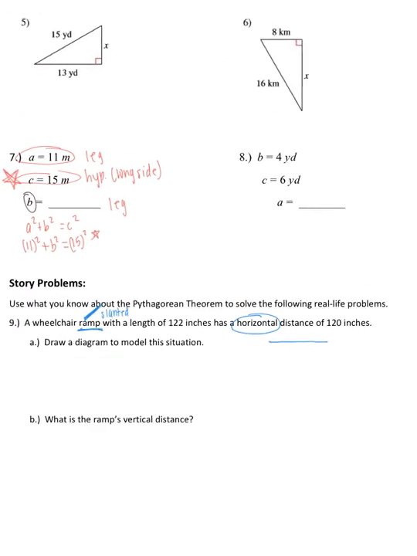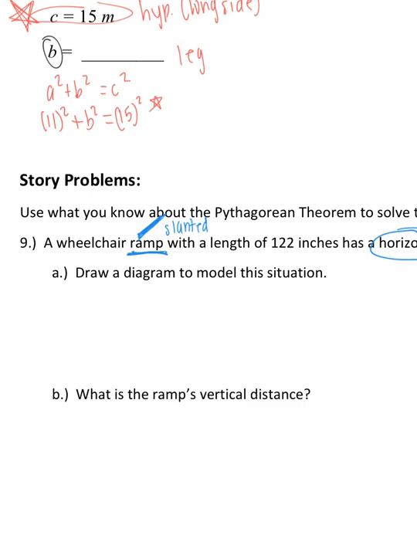With that in mind, I'm going to draw my picture. So I have this wheelchair ramp. Here's my ramp. So let's say here's where they would start. Here's the ramp if I'm going down. This is how they go up the ramp. This would be how they went down the ramp. Okay, and it has a horizontal distance of 120 inches. Horizontal means this part.